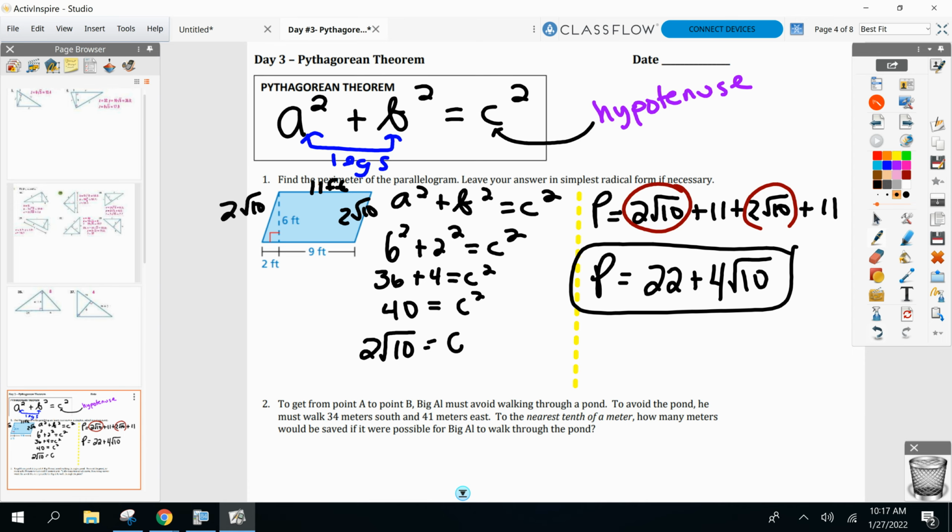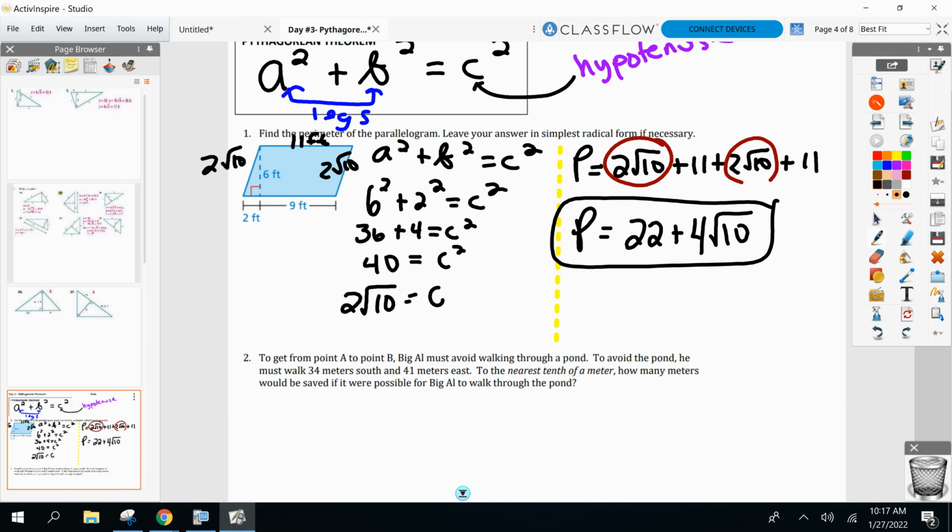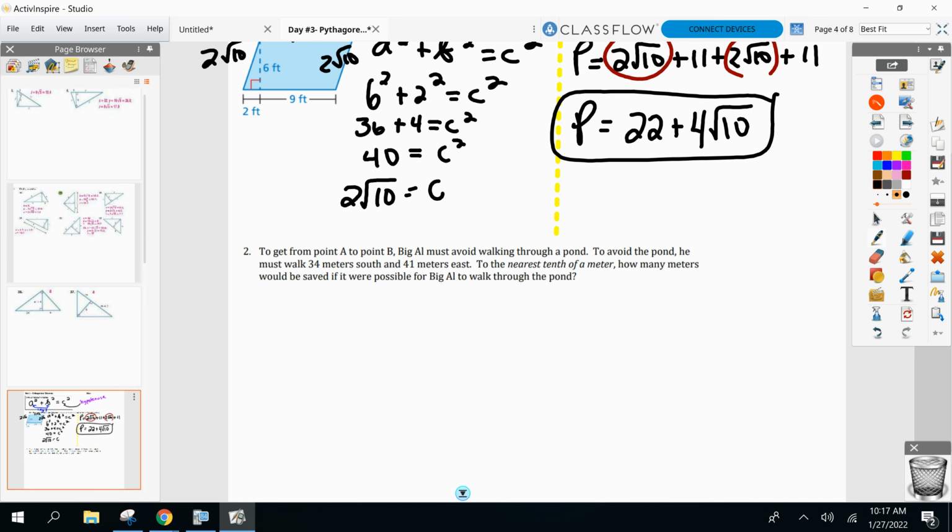Any questions there? All right, because this is where it's going to be a pain in the butt. I'm telling you, it's the whole algebra part of it. Forget about geometry. All right, let's go to Big Al and help him through the pond.